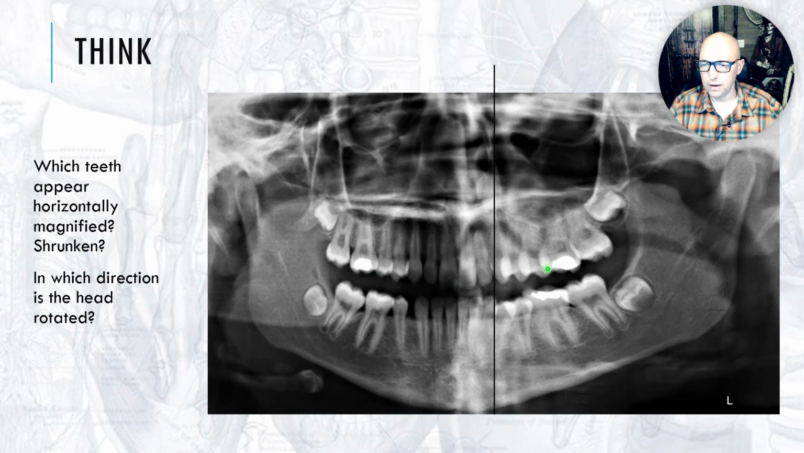Let's double check that. Head to the right, I said the left teeth are stretched out. They're closer to the point of rotation. If I moved like this, yeah, my whole left side gets closer to that point of rotation, and my right side goes the opposite way. It gets further from the point of rotation, closer to where the sensor is, which is over here when I'm imaging the right side. And so this is head rotated to the right.